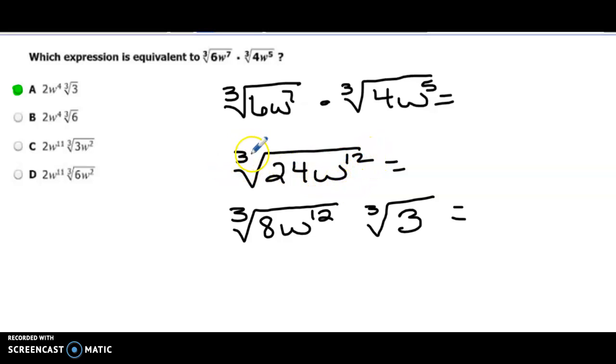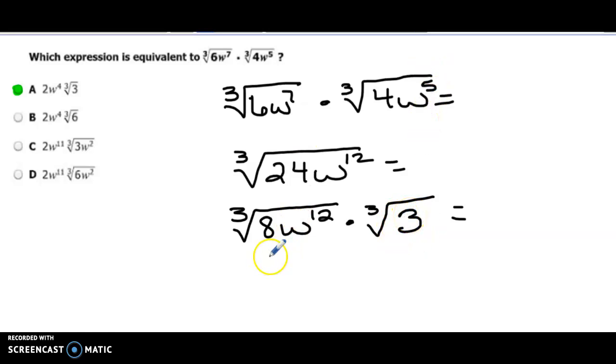So now I'm taking the cube root. So I'm not looking for perfect squares. I'm looking for perfect cubes. And I'm going to separate it into 2 radical signs. So what's the largest perfect cube that'll go into 24? That's 8. 12 is divisible by 3, so I leave that w to the 12th. And then 8 times 3 gives me 24, so this one stays by itself.